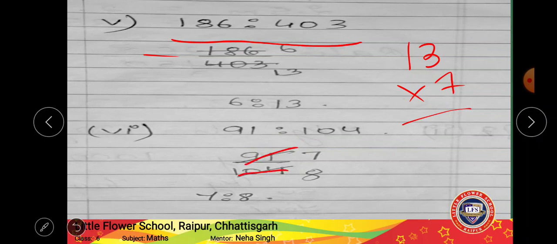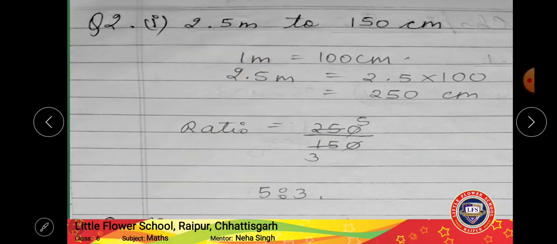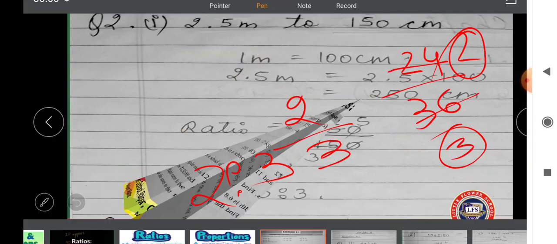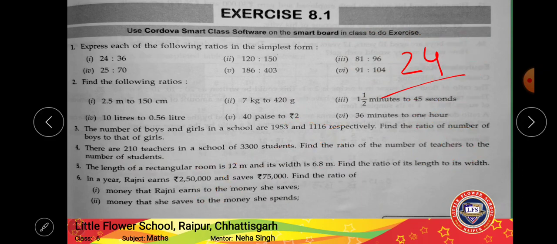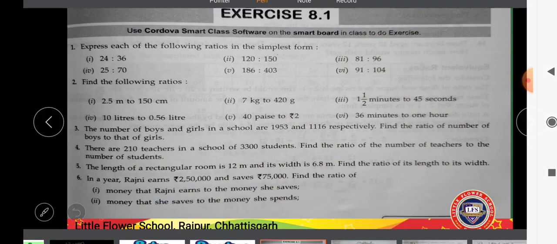13 7s are 91 and 13 8s are 104. So the simplest form is 7 ratio 8. Understood? So now next question is question number 2. Rest all the questions you're going to solve. You just have to simplify it, divide it. Only one question I guess I have left.